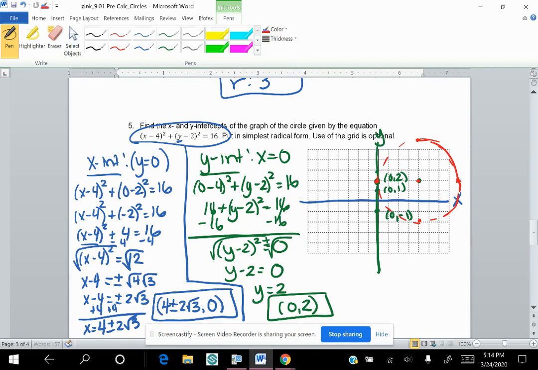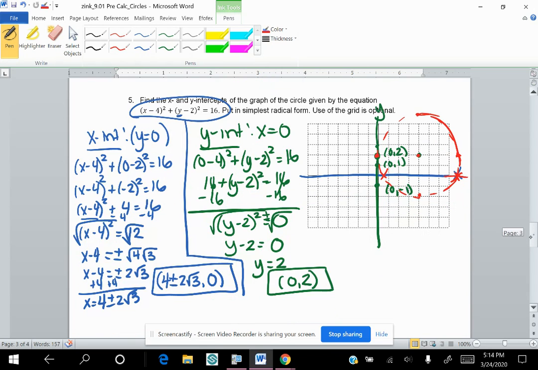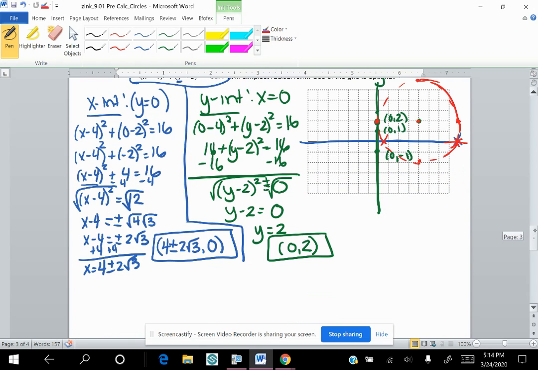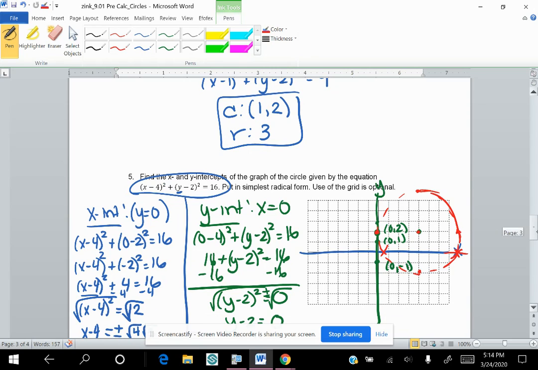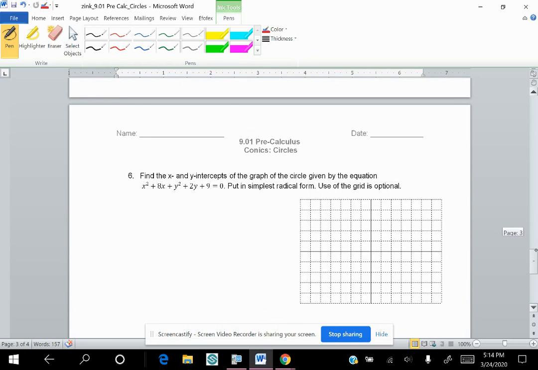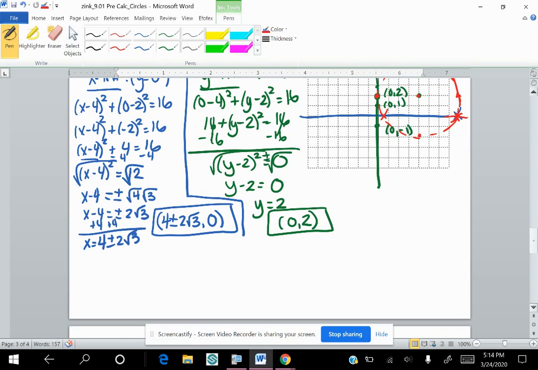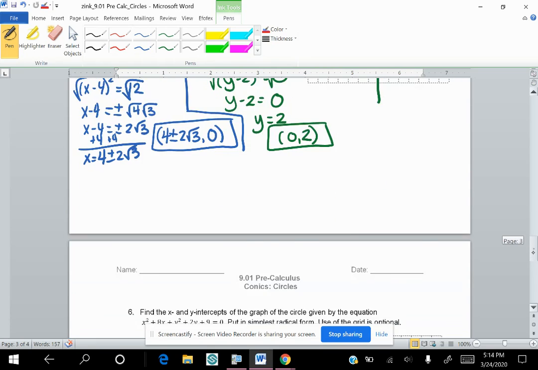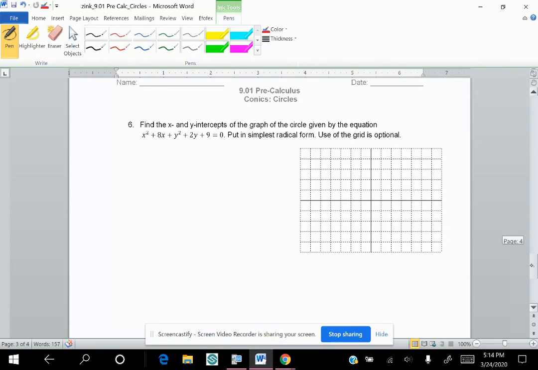So you have your circle like this. So it's tangent to the y-axis right there, but it will hit the x-axis 2 times, but not at nice numbers. They'll be irrational. And simplest radical form, so we're good. And we didn't have to count by 2's along your x-axis because it was just an optional grid. We're just getting an idea of what it's going to look like.